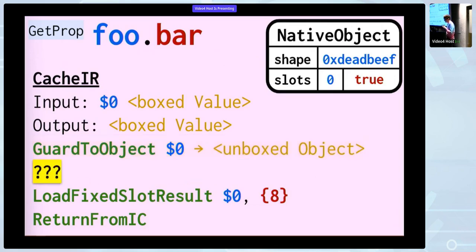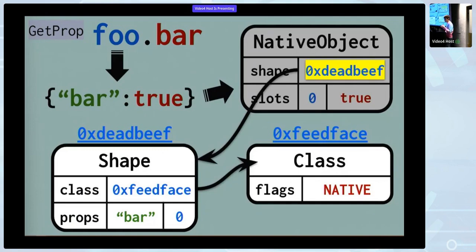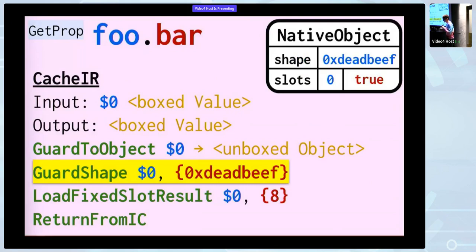So what's the fastest way we can do this check? Well, if you recall, that shape pointer on foo implies the layout of its properties, with bar in its first slot, and also implies that foo is a native object via the class. Therefore, because shapes and classes are immutable, we should be safe if we insert a check that the shape pointer on foo matches what we expect to be handling in this case.